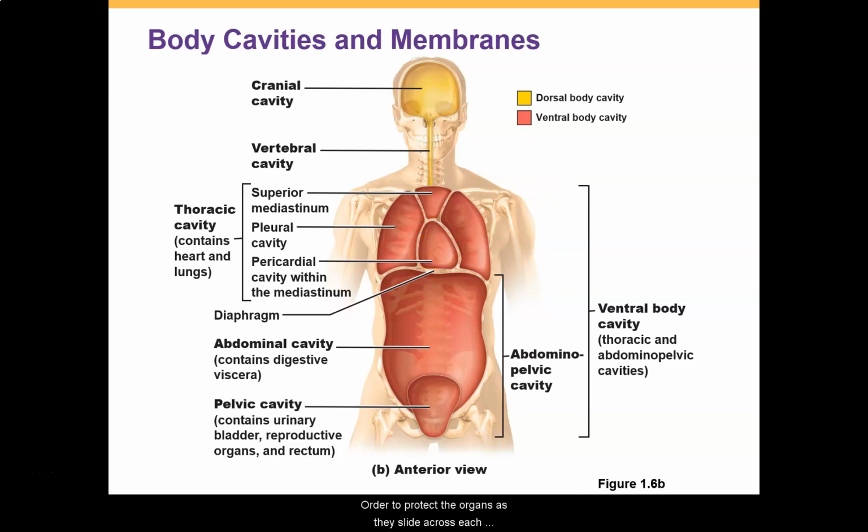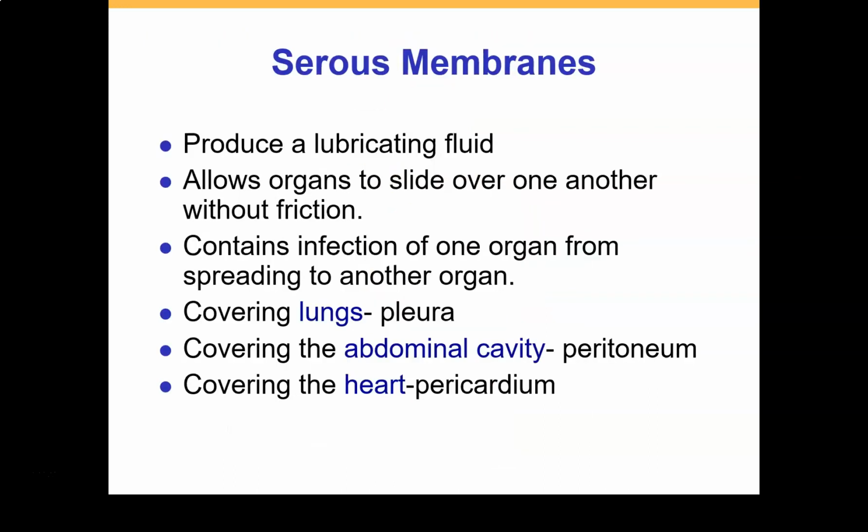In order to protect the organs as they slide across each other when we move around, this lubricant or serous fluid allows the membranes to slip and slide, reduces friction, reduces wear and tear, protects the organ. Another way in which the serous membrane protects the organs is because it isolates organs from one another. Therefore, if one organ becomes infected, it helps to reduce the spreading of that infection to another organ.